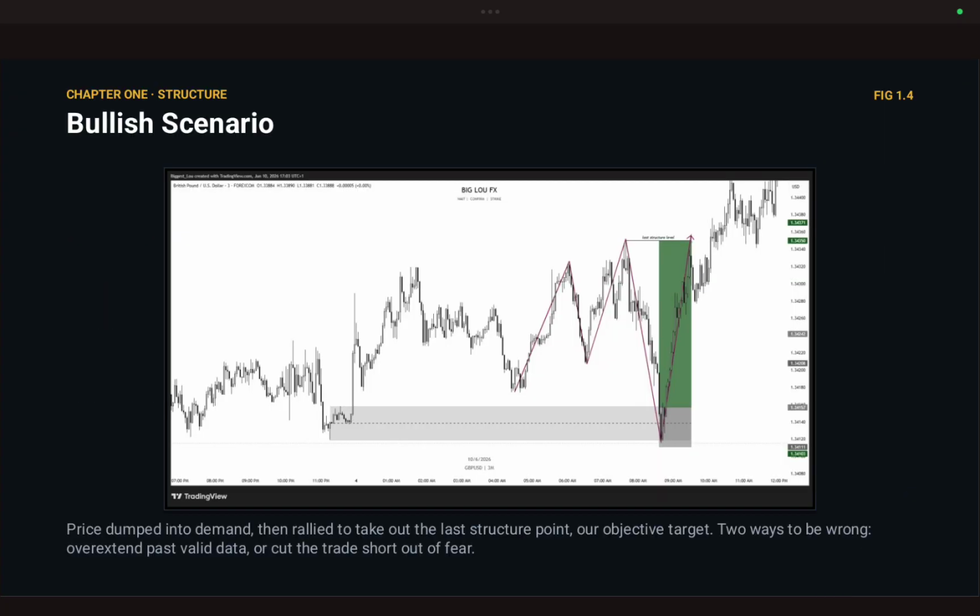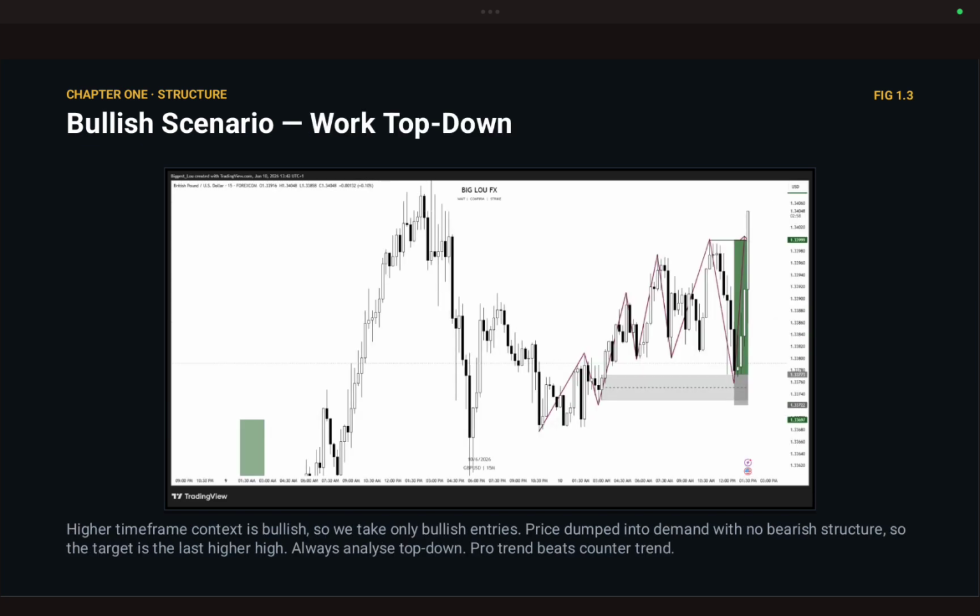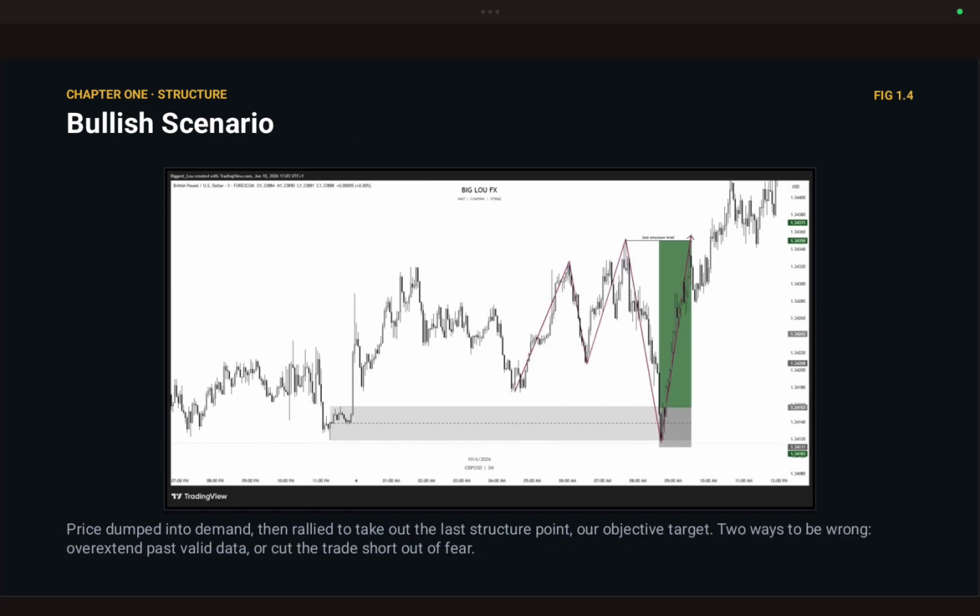So that is it for structure. We've looked at everything about using structural points to take our targets. We've looked at this: price mitigates a point, target the opposing structure point. We've seen the bearish examples, we've seen the bullish examples, and we've seen examples where price doesn't create a substructure to the zone. It mitigates maybe with a dump or with a rally. Your target is still the immediate opposing structure that mitigated your zone.